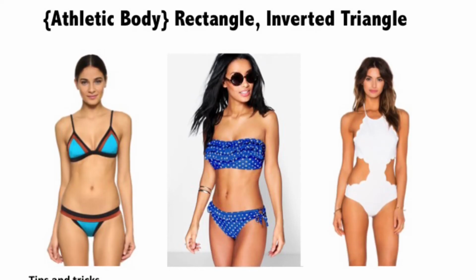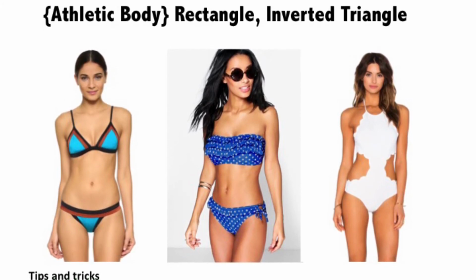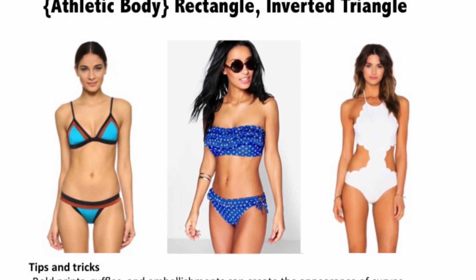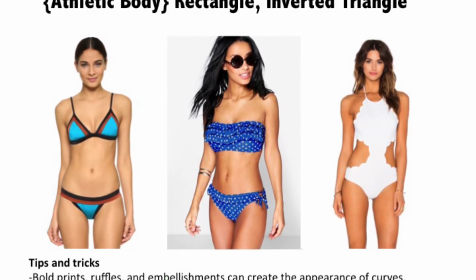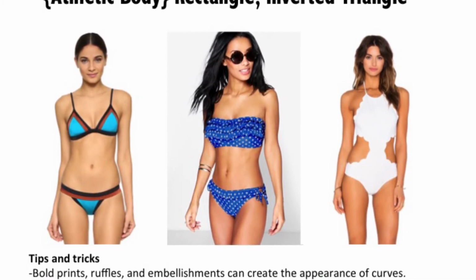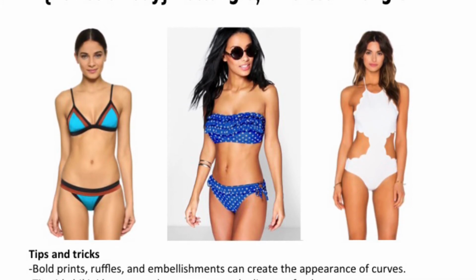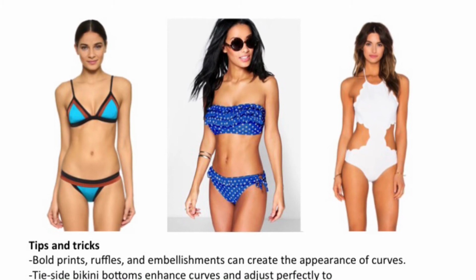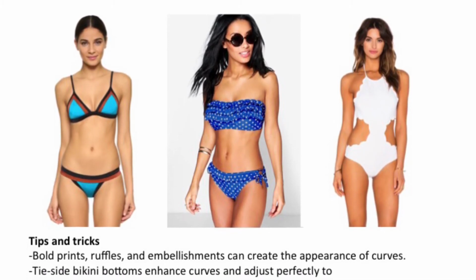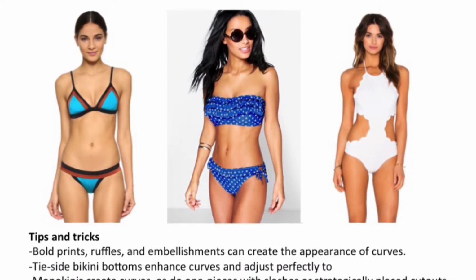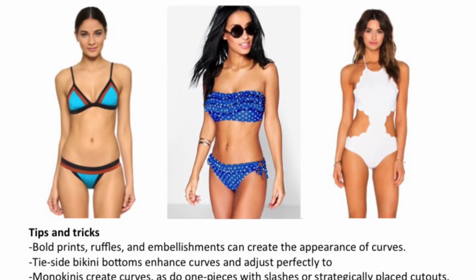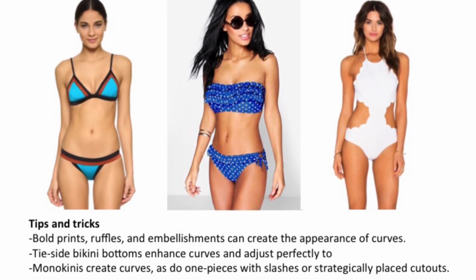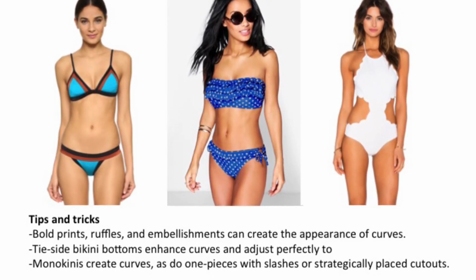If you're straight up and down with very few curves like Cameron Diaz or Jennifer Aniston, the name of the game is playing up your curves with illusion. So pick tops and bottoms with bold prints, ruffles, and embellishment to create curves. Monokinis will do wonders. This one piece is strategically slashed at the waist to create a waistline. Don't forget, side-tied bikinis can also create the illusion of curves.